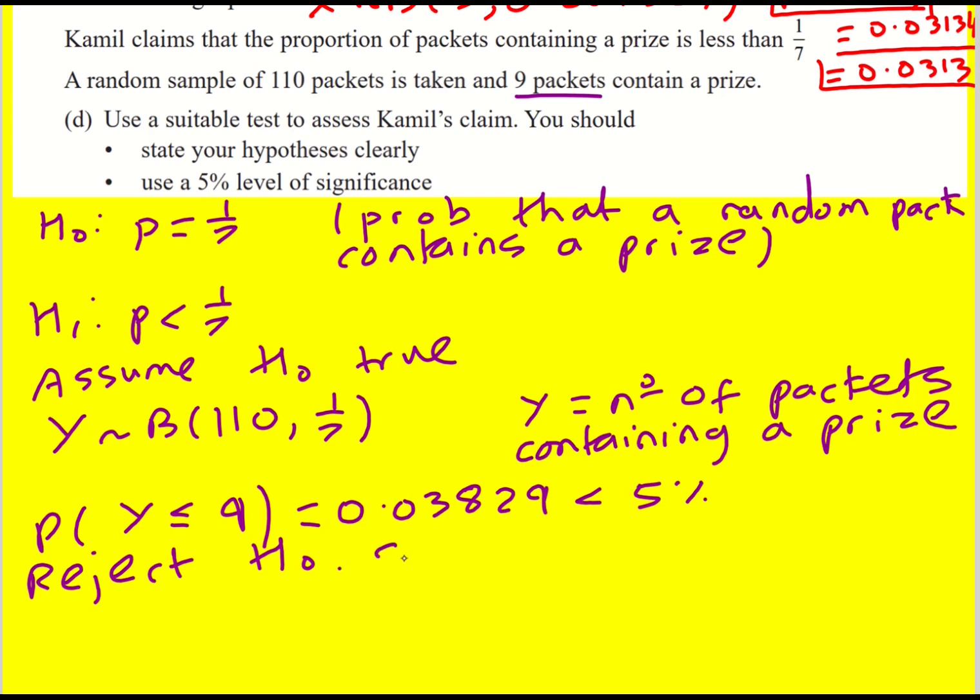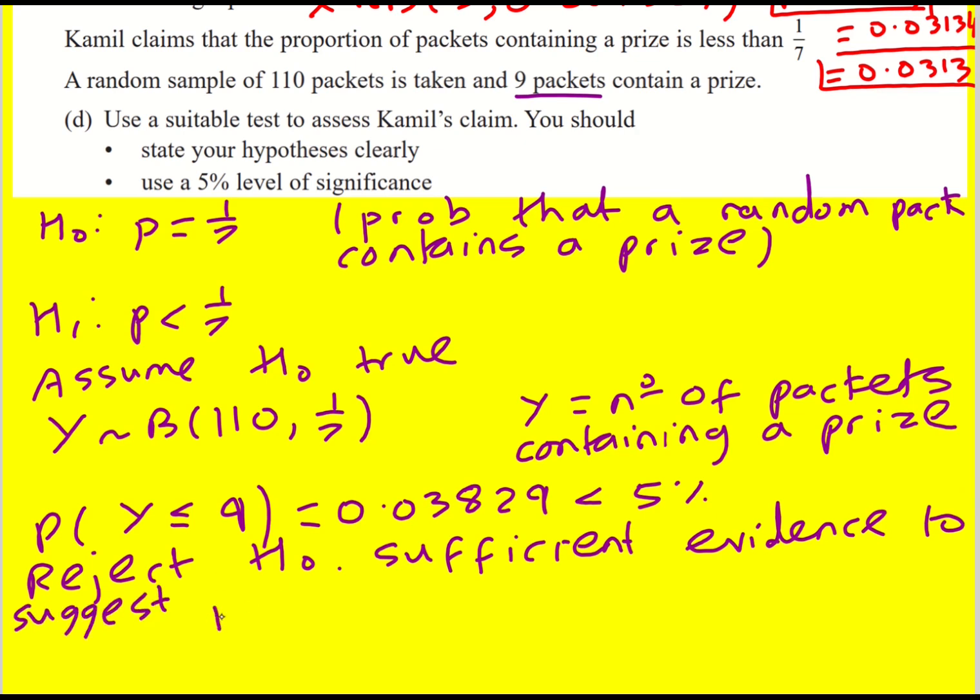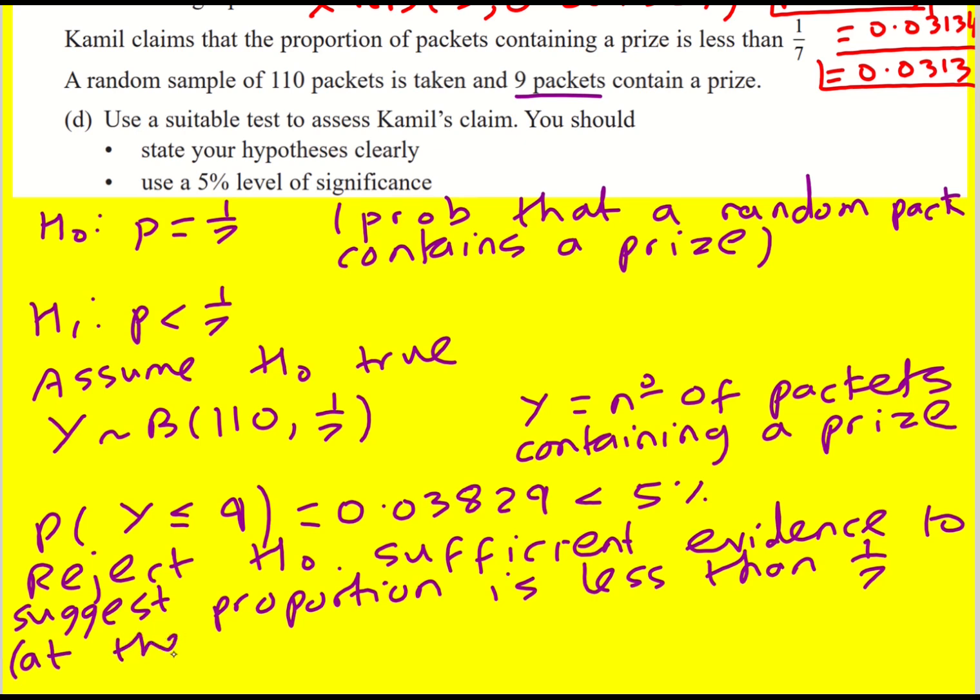So reject H naught, then just give an answer with context: sufficient evidence to suggest the proportion is less than 1/7, at least at the 5% level.